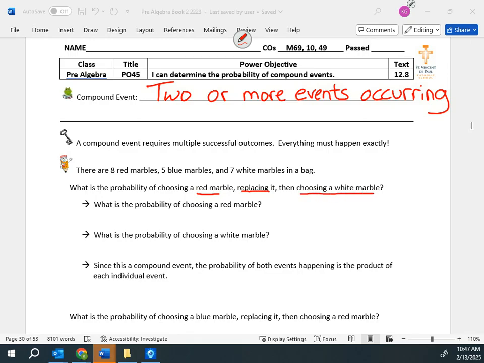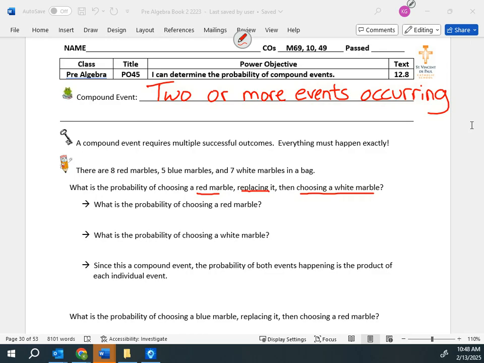And then you choose a white marble. It has to be in that order. What's the probability of choosing a red and then choosing a white the second time? So to do this, what do you think we need to do? What is the probability of choosing the red marble? That's our first thing. We have 2 events happening.